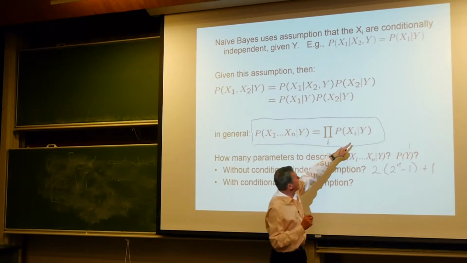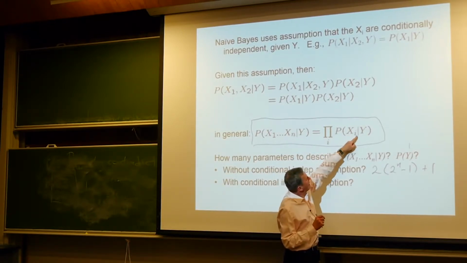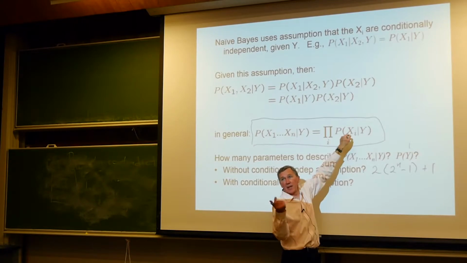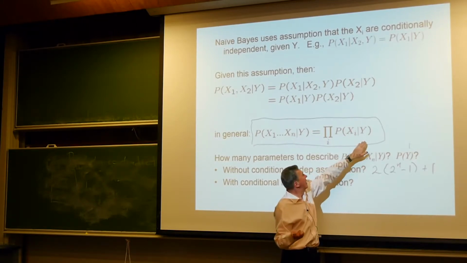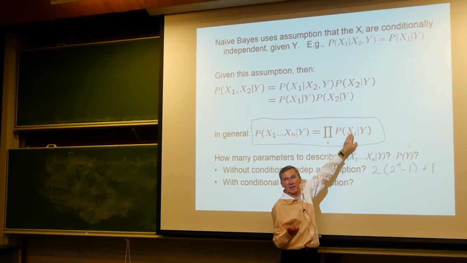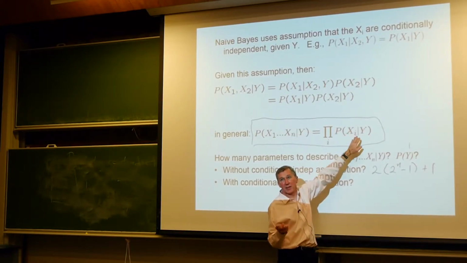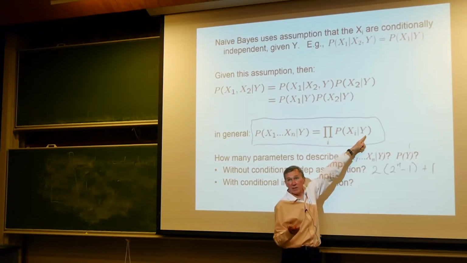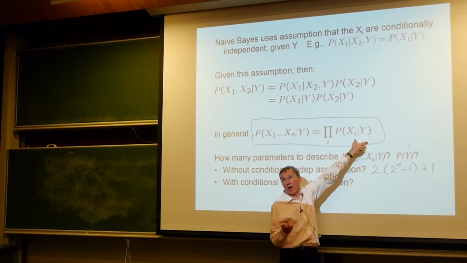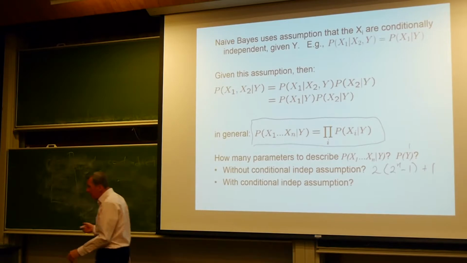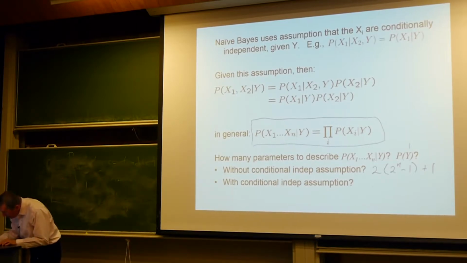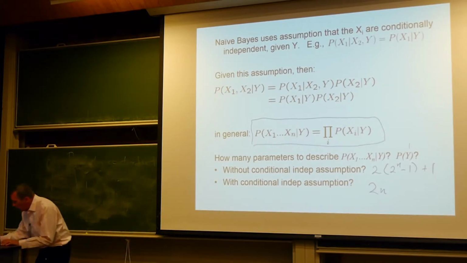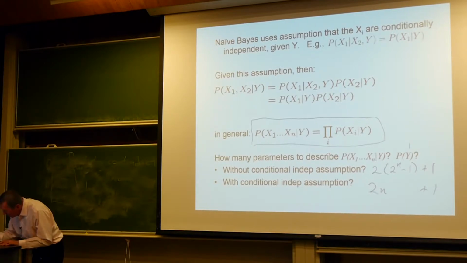Let's take y equals 1. When y equals 1, we just need the probability that x equals 1. We don't need x equals 0 because that's just 1 minus. And when y equals 0, we'll need to estimate the probability that x equals 1 then too. So for each of these x sub i's, we'll need 2 parameters: the probability that it's 1 given that y equals 0, and the probability that it's 1 given that y equals 1. So we get away with 2 times n. And of course, we still need the 1 for p of y.